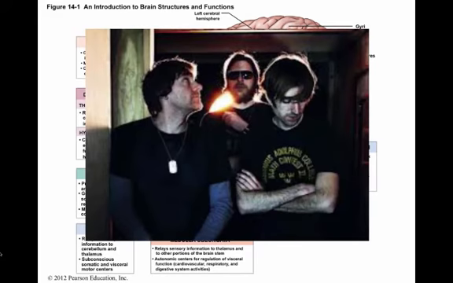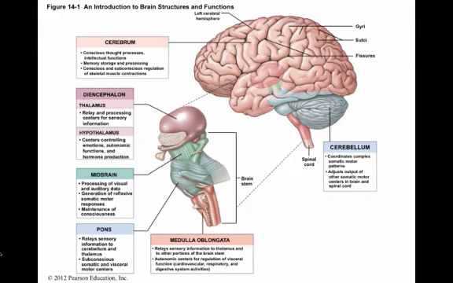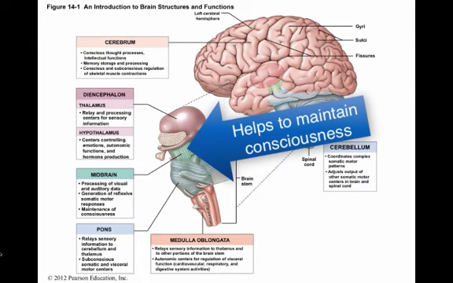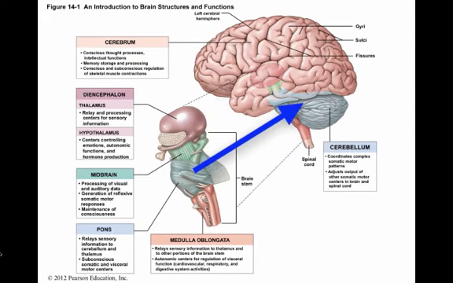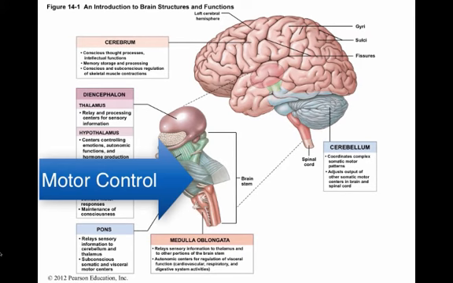If you hear a loud, unexpected noise, your eye movements and head turning are directed by the nuclei in the midbrain. The midbrain also contains centers that help to maintain consciousness. The pons connects the cerebellum to the brainstem. The pons contains tracts and relay centers to the cerebellum and also contains nuclei involved with motor control.